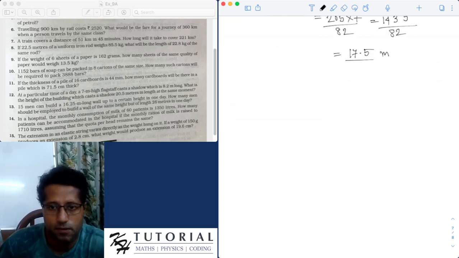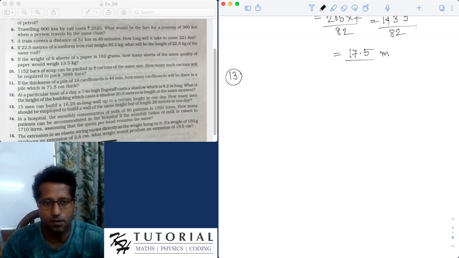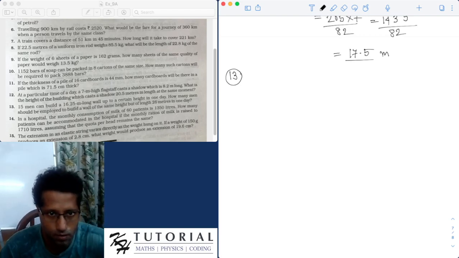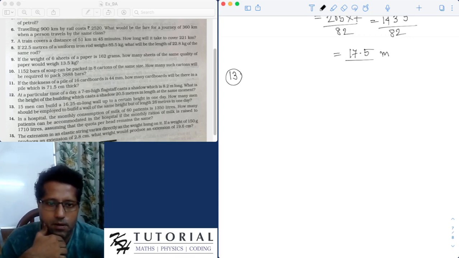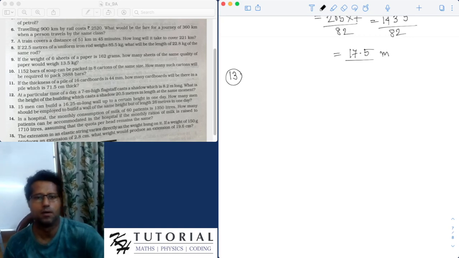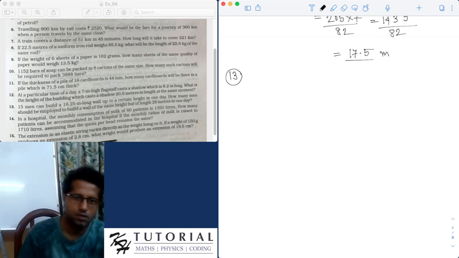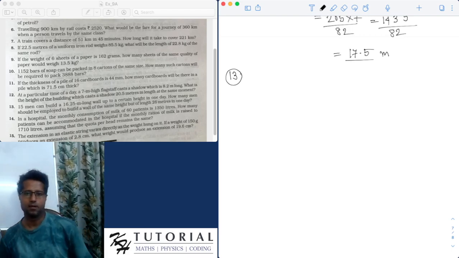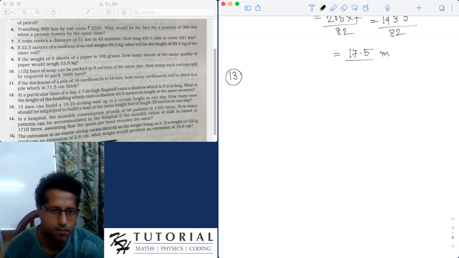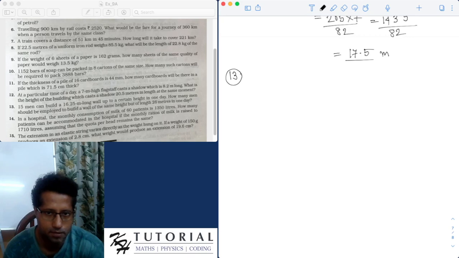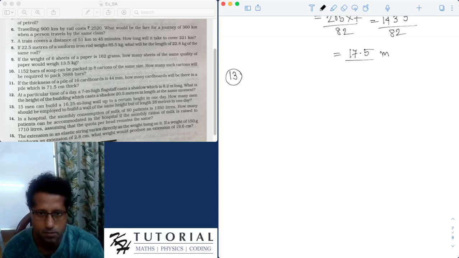Let's do question number 13. It says 15 men can build a 16.25 meter long wall up to a certain height in one day. How many men should be employed to build a wall of the same height but of length 26 meters in one day?